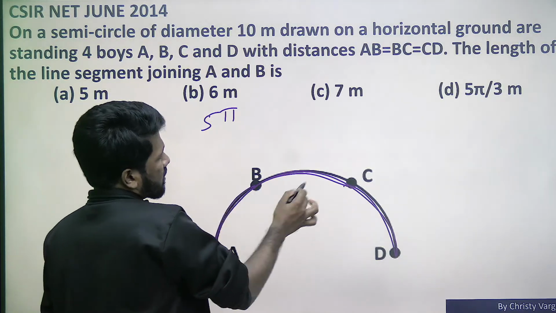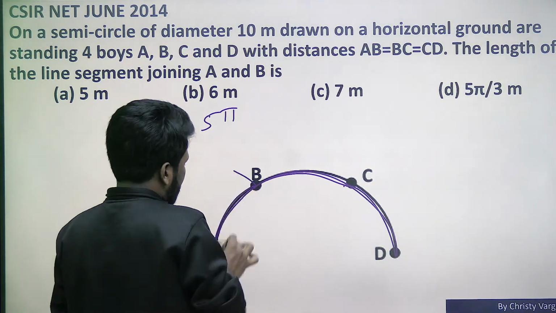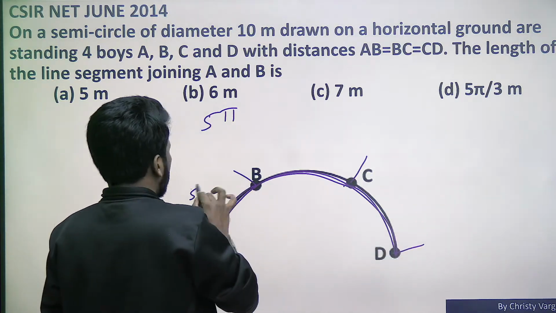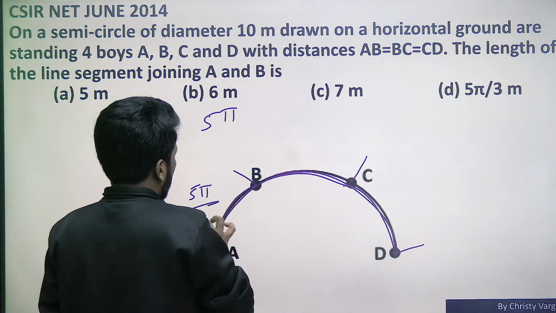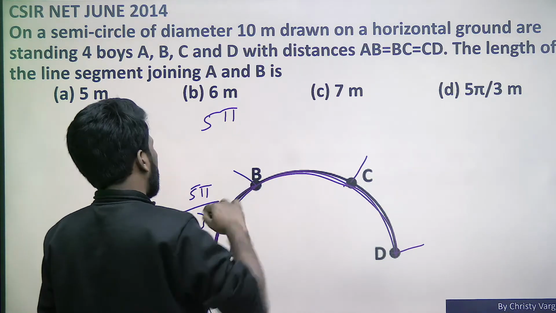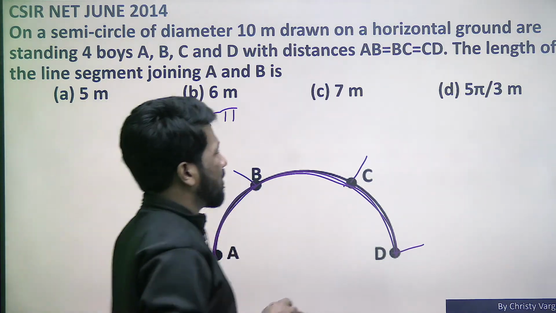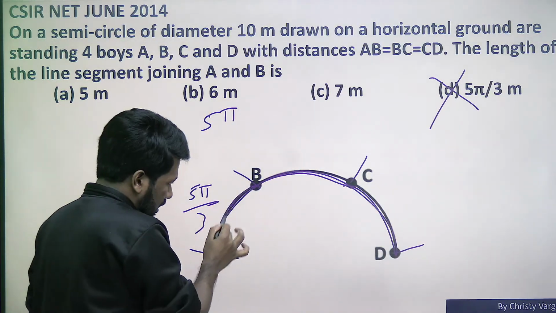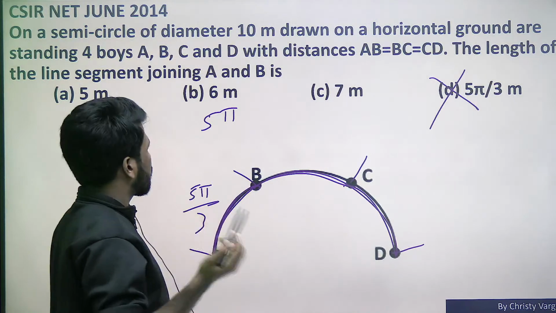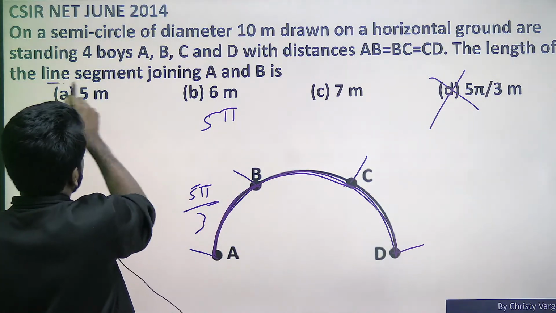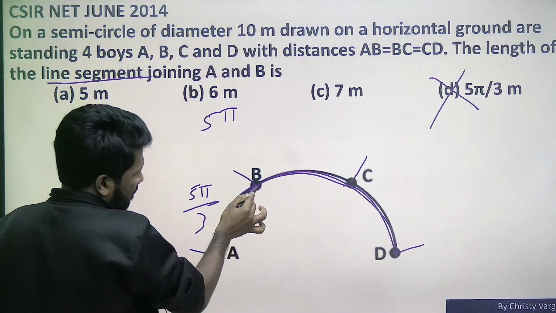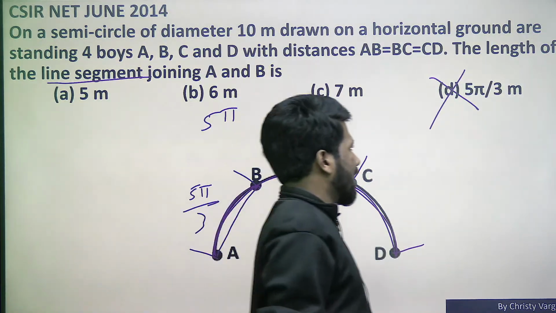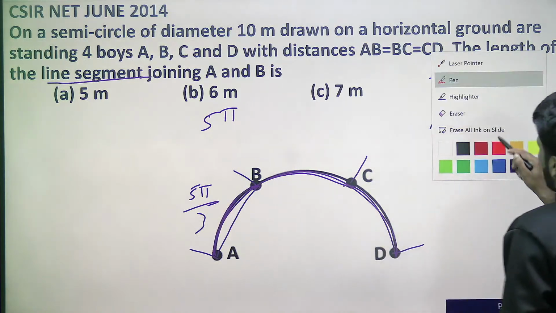As AB, BC, CD are equidistant, यह कर्व का लेंथ, BC का लेंथ, CD का लेंथ तीनों 5 pi by 3 होगा. 5 pi total, 5 pi को 3 equal portions किया है. So 5 pi by 3 you got, but that is wrong क्योंकि वो arc length है, curve length है. Arc length नहीं, line segment length चाहिए. Line segment means the straight line joining A and B, not the curve joining A and B. That is why 5 pi by 3 is wrong.